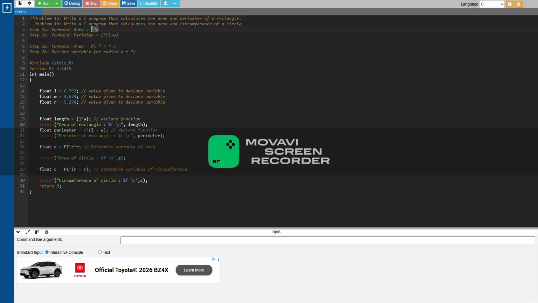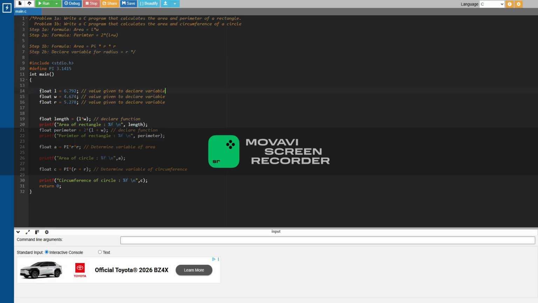I noted the formulas that we'll need to calculate these. For the area, it's length times width. For the perimeter, it's twice times length plus width. The formula for the area of the circle is going to be pi times r times r. And the declaration for the radius is just going to be r.